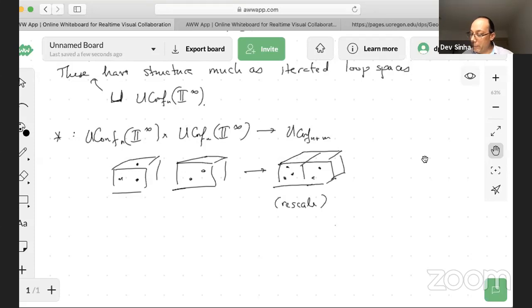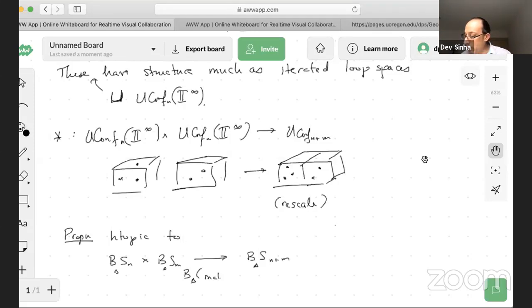And then a little proposition. This is homotopic to the map which takes BS_n cross BS_m to BS_{n+m} by just B delta, if we want to be clear on our models, B delta of the inclusion from S_n cross S_m to S_{n+m}. If I can permute n things and m things, then I can define a permutation of n plus m things by fixing once and for all how I'm going to think of it as a union of n things and m things, and then applying those two permutations.